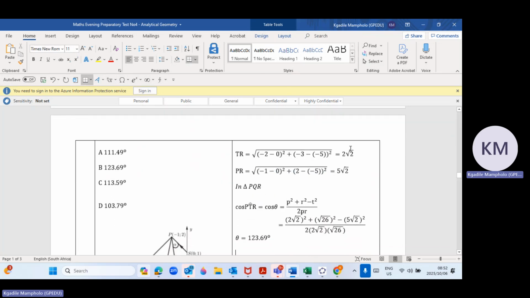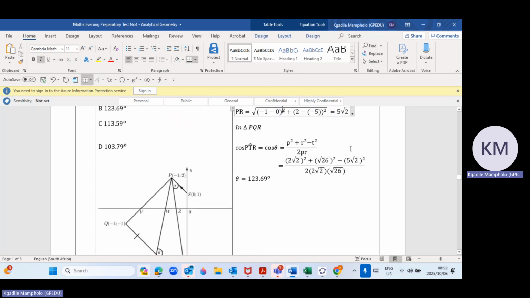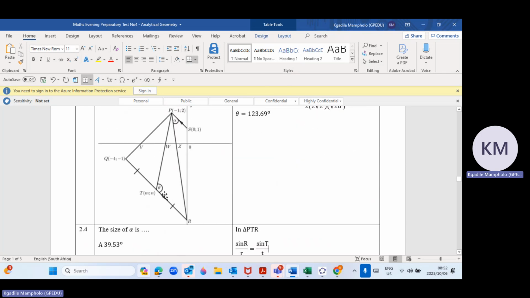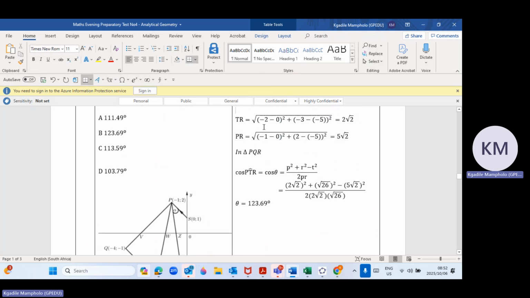Then we find the length of TR. TR is this side. We use the coordinates -2 and -3, and also 0 and -5. We know that x of t is -2, x of r is 0 because it's the y-intercept. Y of t is -3, which we calculated in 2.2, and y of r is -5. Then you square that, and you will have TR as 2√2.